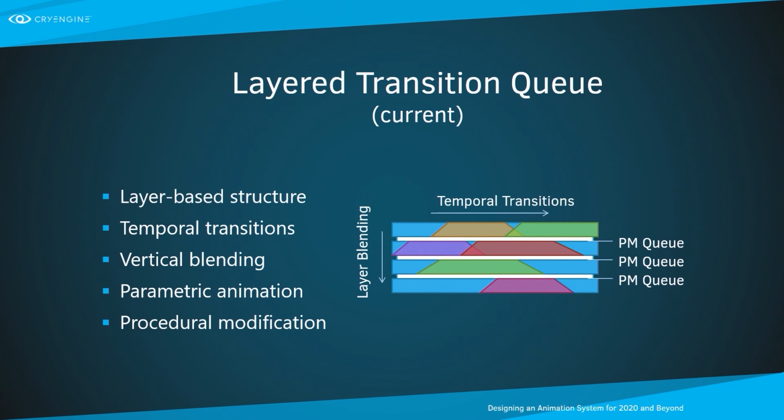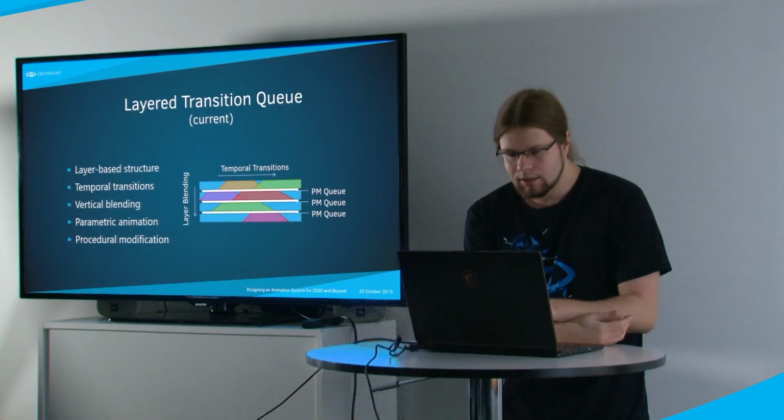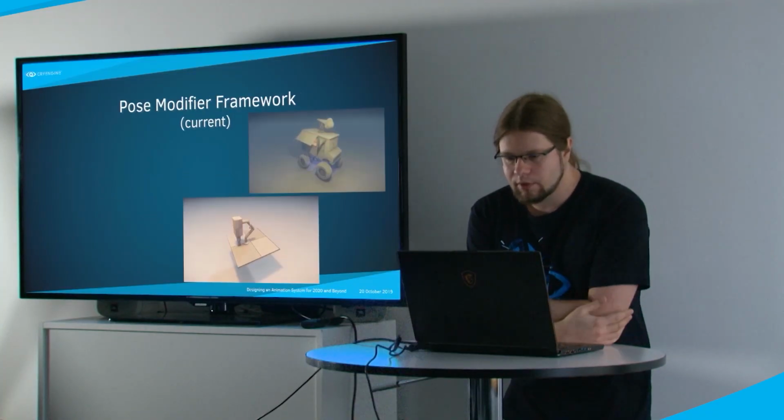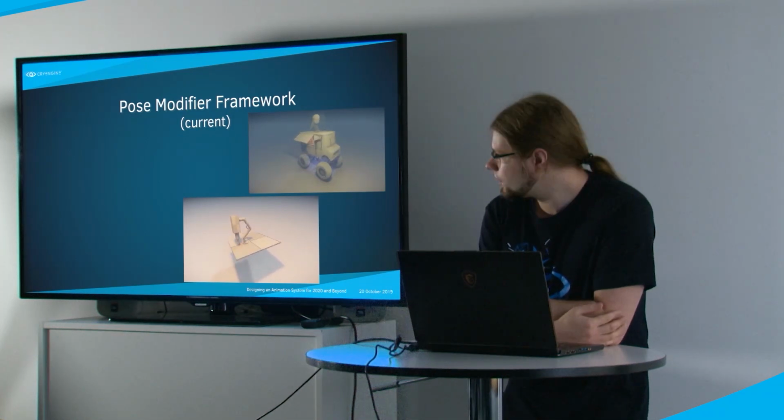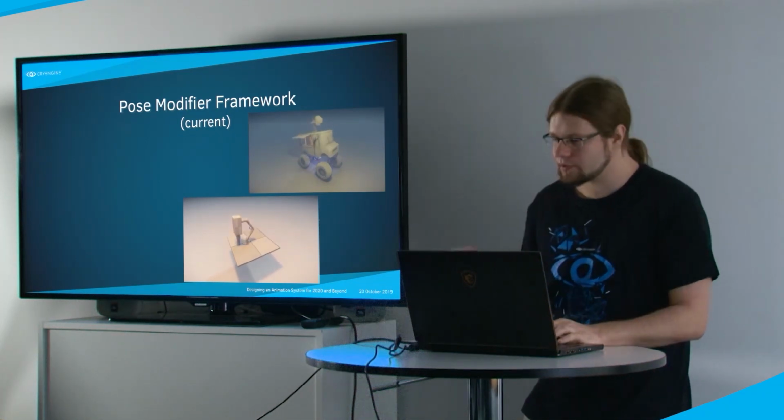But the cool thing about it is that it also allows you to plug in what we call pose modifiers in between each of these layers, and pose modifiers are responsible for essentially parametric pose corrections that can be plugged in at an arbitrary point. Since I already mentioned it, we have this pose modifier framework in CRYENGINE. This is what we use for procedural corrections of motion.